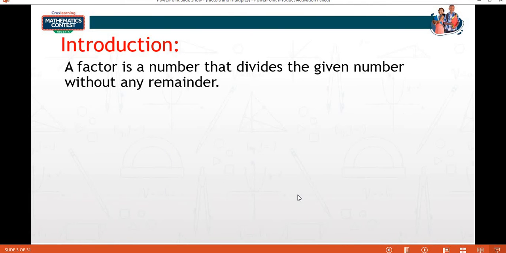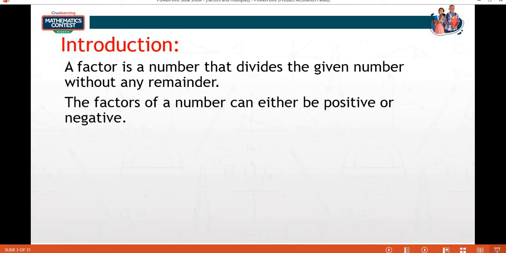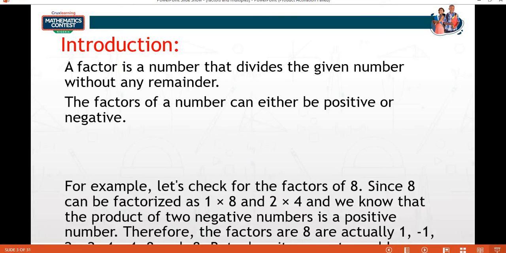A factor is a number that divides the given number without remainder. Any number that can divide a given number without anything remaining is referred to as its factor. And this factor can either be positive or negative. You can have a positive factor and also a negative factor.